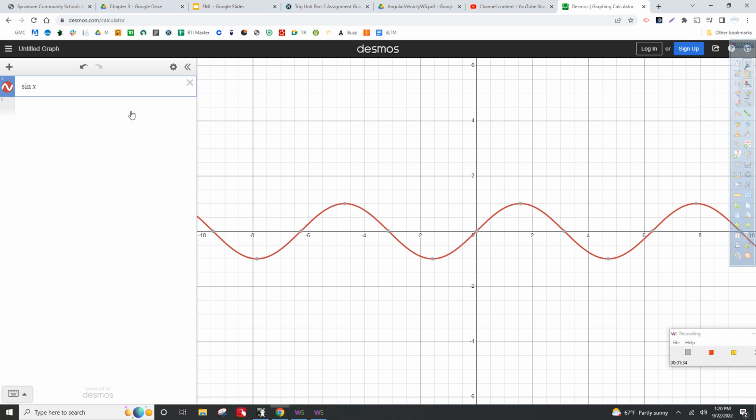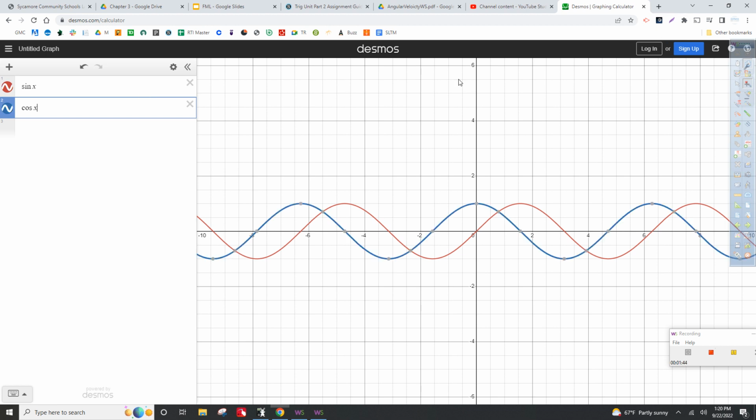Now look at how that compares to cosine. As we expected, cosine starts high and goes down. Okay? Sounds good?